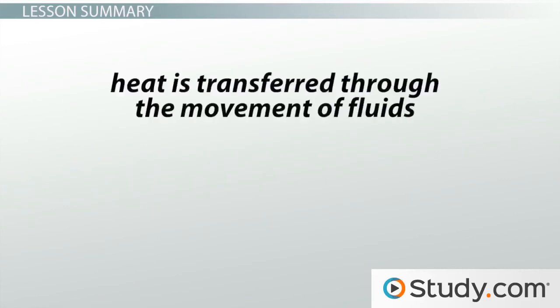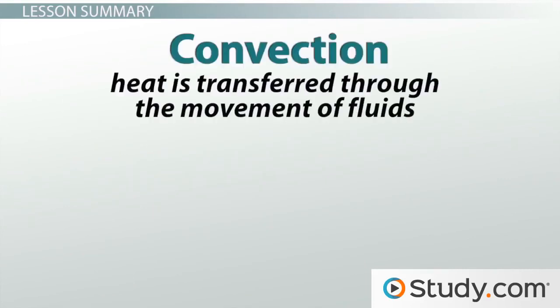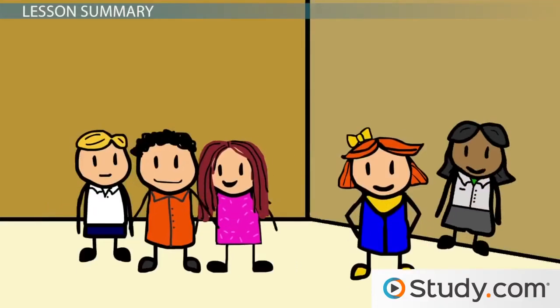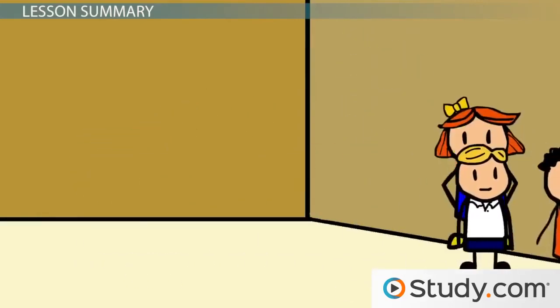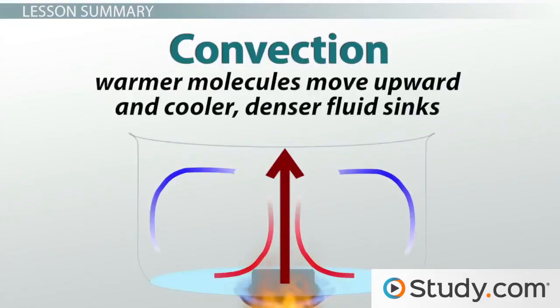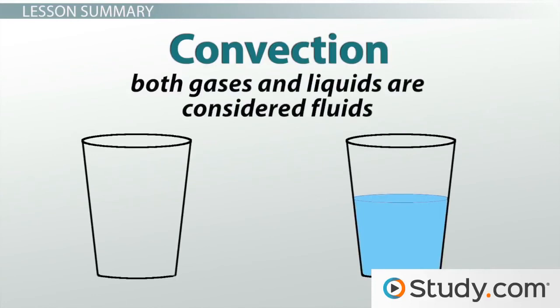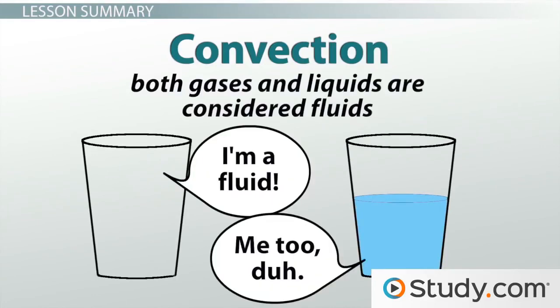When heat is transferred through the movement of fluids, this is called convection. Convection currents are like the result of giving children cookies. The molecules at the bottom have more energy and are warmer, so they move to the top of the fluid. Meanwhile, the molecules at the top are cooler, they're coming down from their sugar rush, and sink back to the bottom where the cycle starts all over again. Both gases and liquids are considered fluids, so you'll find convection currents in air as well as water.